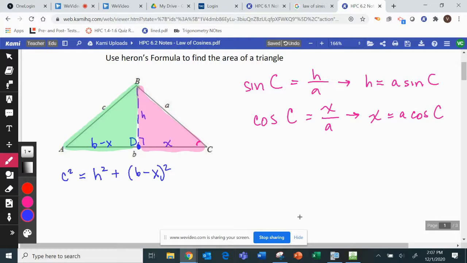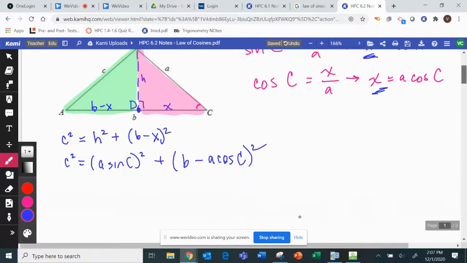And then from there, because we were talking about c, it has h's in it and x's in it, I'm going to go over here and use what x equals and what h equals, and I'm going to substitute. So I'll have c squared equals h, which was a sine C, squared. And then b minus x, so I'm going to have b minus a cosine C, squared. So I just substituted what x and h are equal to. The b is still there.